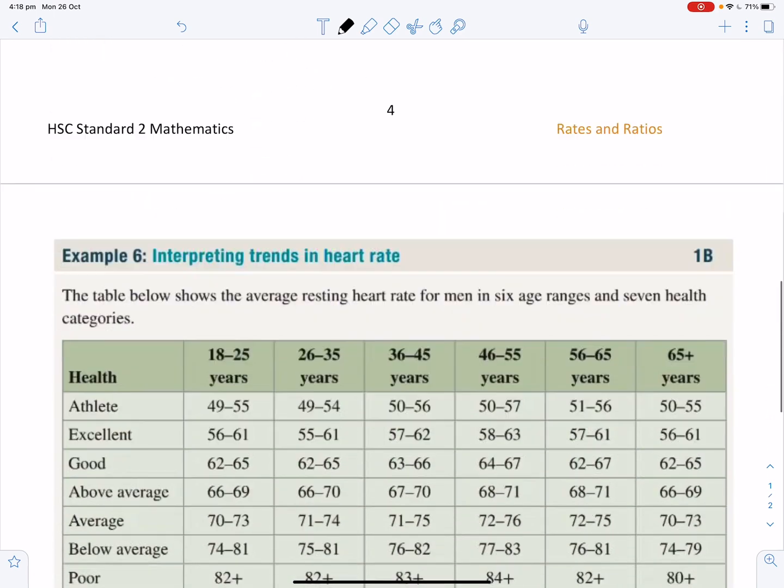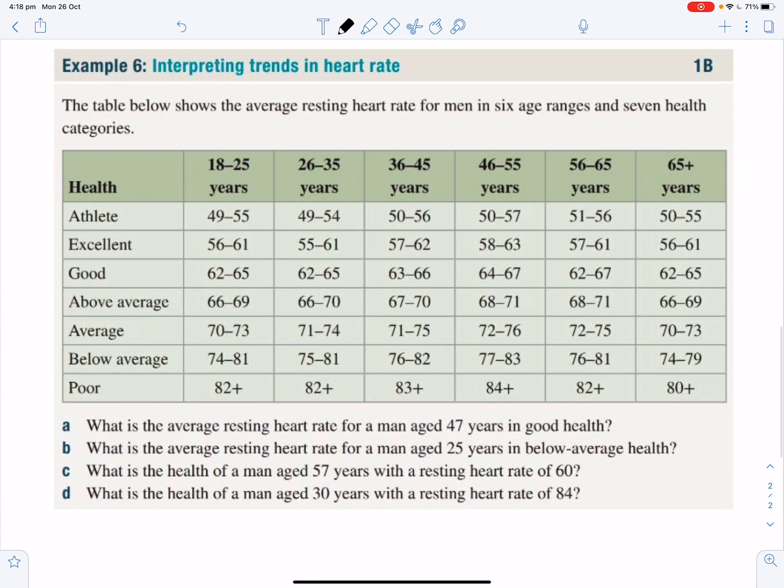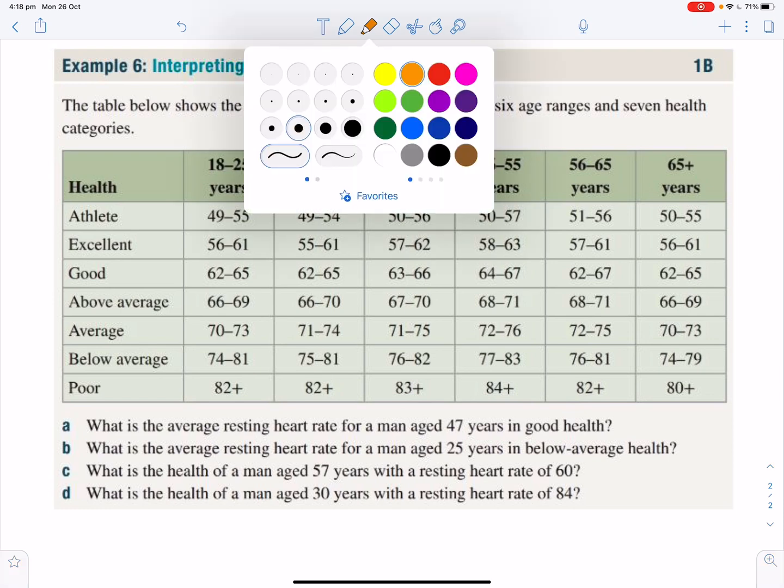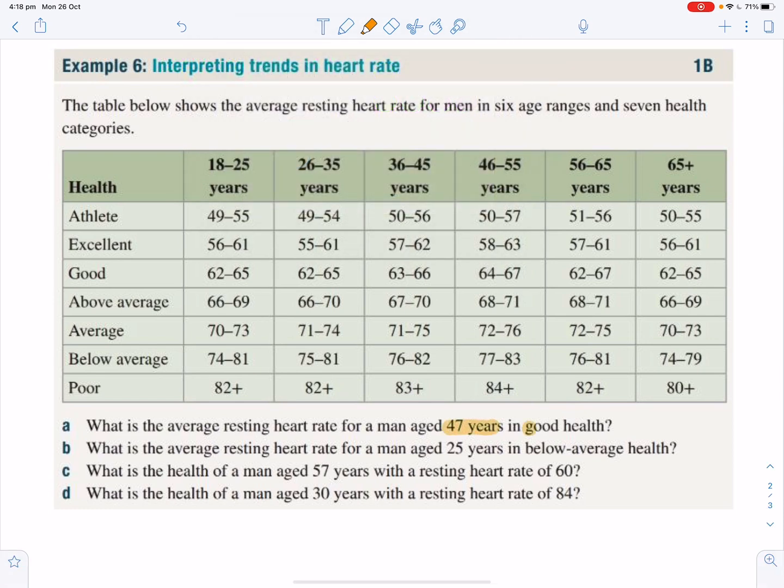Now the next example, this one we have to interpret a table. The table shows the average resting heart rate for men in 6 age ranges and 7 health categories. So you're categorizing these people as athletic, excellent, good, above average, average, below average, and poor, in your 6 different age groups. So you're just reading those values. What is the average resting heart rate for a man aged 47 years old in good health? So 47 years old, you're in here, and good health, so we're looking at that one there.